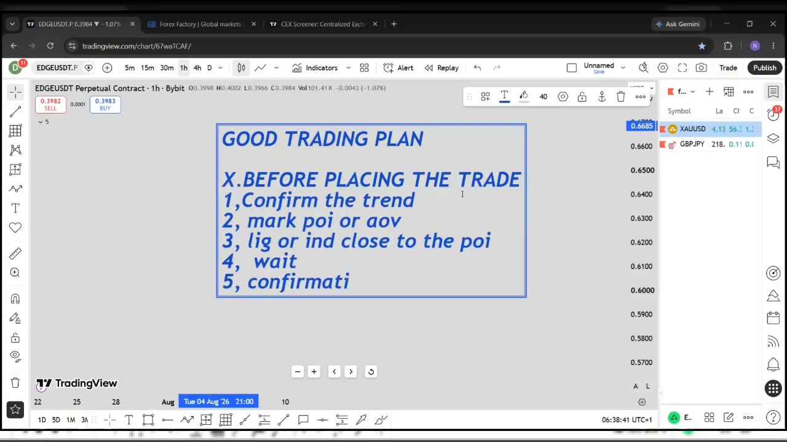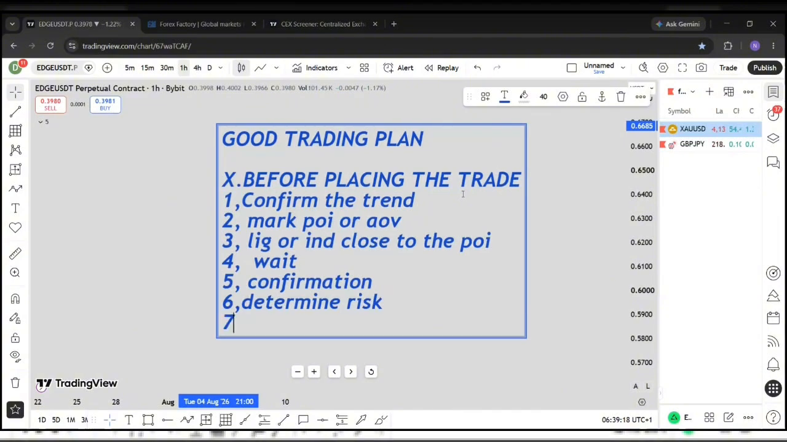So you should be able to have all these in your trading plan for you to call yourself a trader. Then, still under what you do before you place the trade, you should be able to determine your risk for this particular trade you're about to enter. Determine your risk. How much am I going to be losing if this trade goes against me? How much am I going to be gaining if this trade goes in my favor?